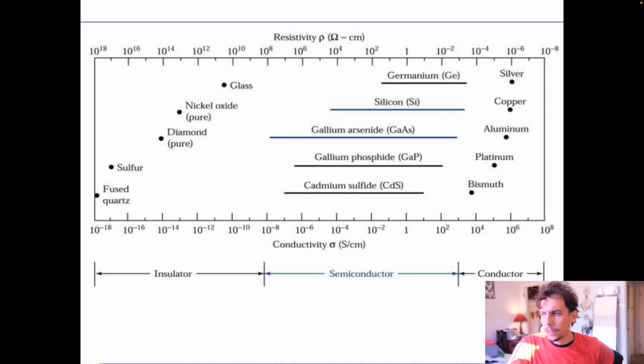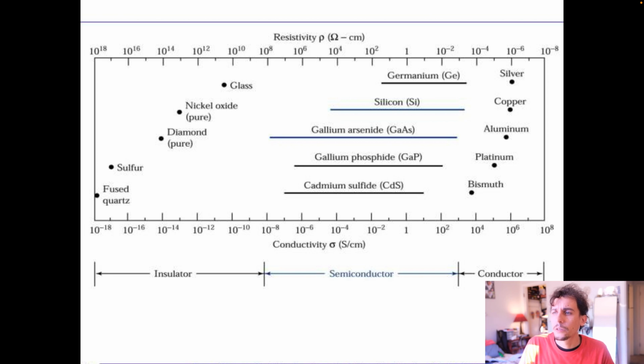Of course we have the conductors on the far right. They're super conductive, right? They have a super low resistance. We have the insulators on the left. They have a super high resistance, and they have a really low conductivity, right? But what's important to note is that the semiconductor materials are in the middle.